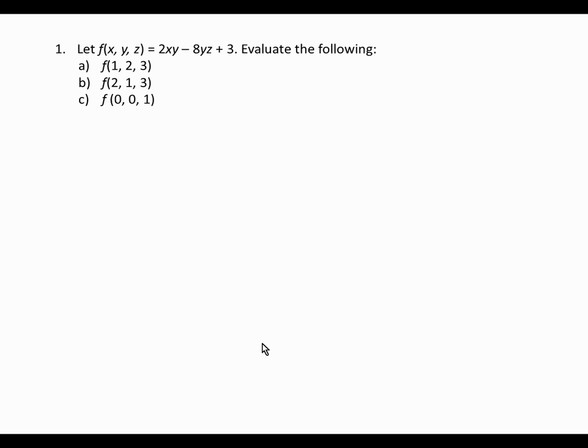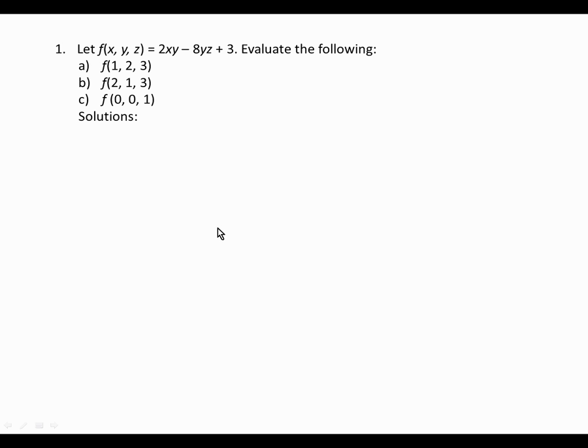Some examples. Number 1, I'm going to let f of x, y, z equal 2xy minus 8yz plus 3. Evaluate the following: f of 1, 2, 3, f of 2, 1, 3, and f of 0, 0, 1. Now, even though we're doing all numbers, the calculator is geared toward functions of one variable. We can make it do functions of several variables, but it becomes rather cumbersome. So by the time we get it all entered in, we could have already been done and gone home.